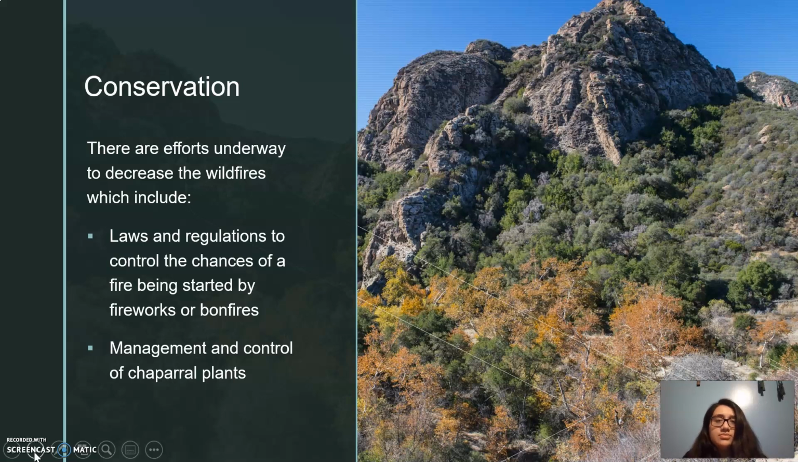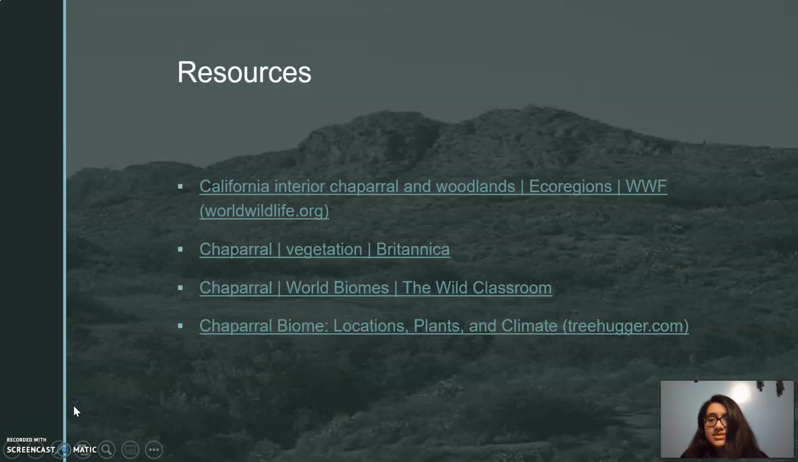Hopefully, soon there will be change, because these biomes are all uniquely amazing in their own way. So that's the end. Thank you.